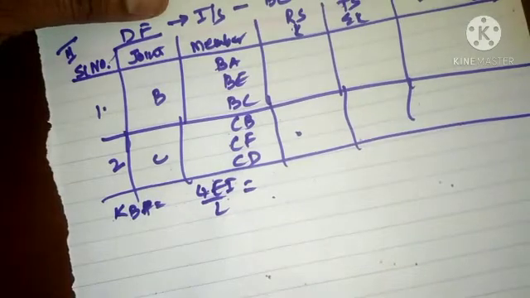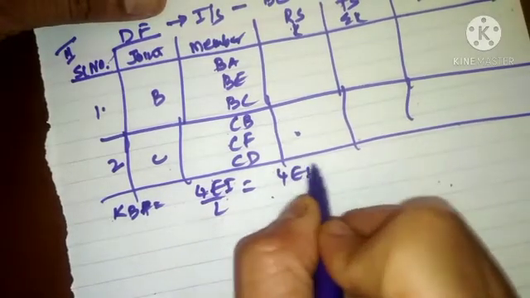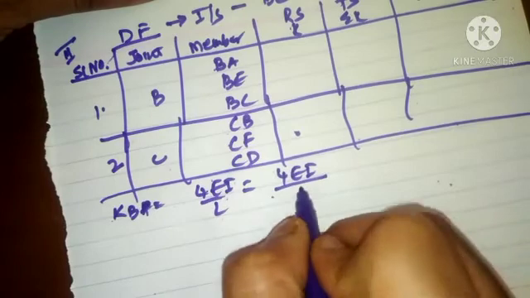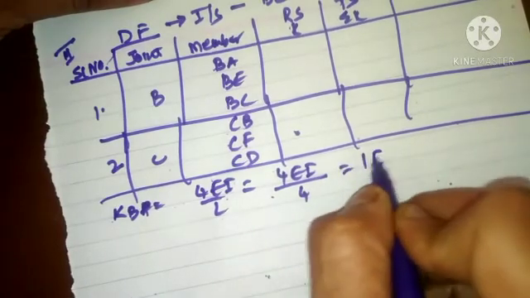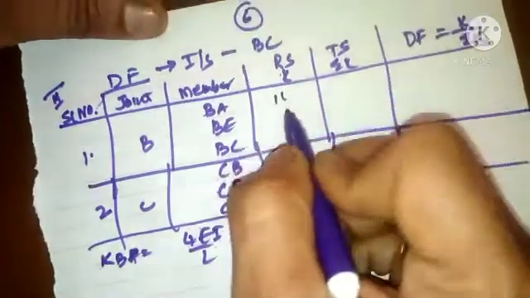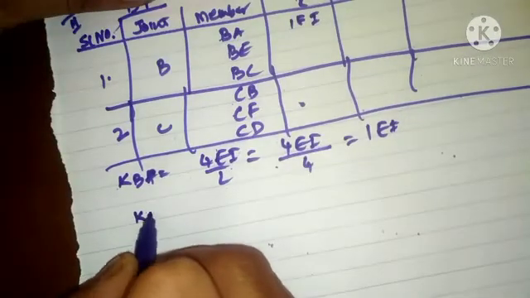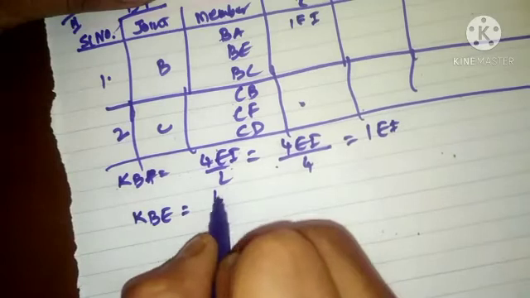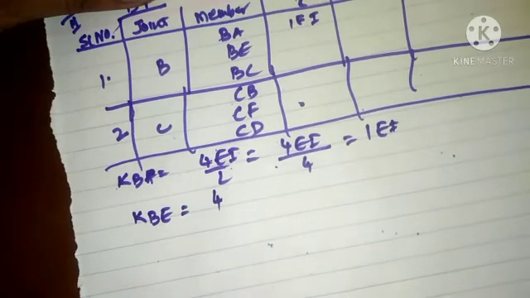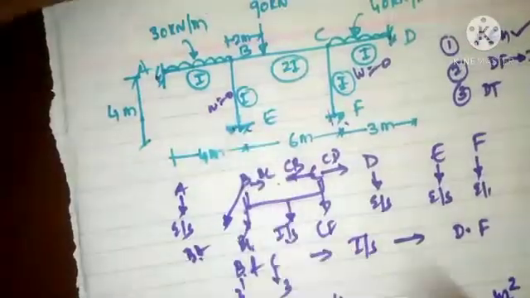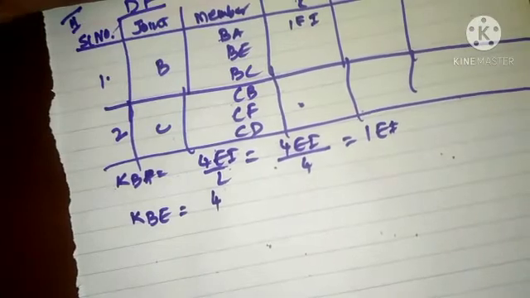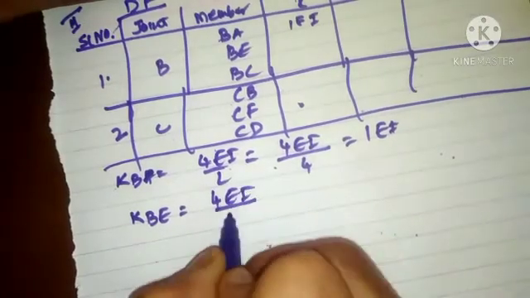So 4 into EI divided by the length of the beam, which is 4 meter, comes as 1 EI. So write the value here as 1 EI. Similarly, KBE comes as 4. Again, E support is fixed, so the formula will be 4 EI divided by 4.